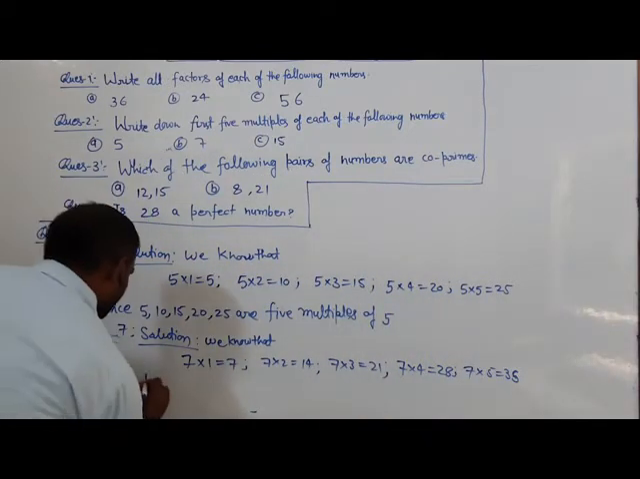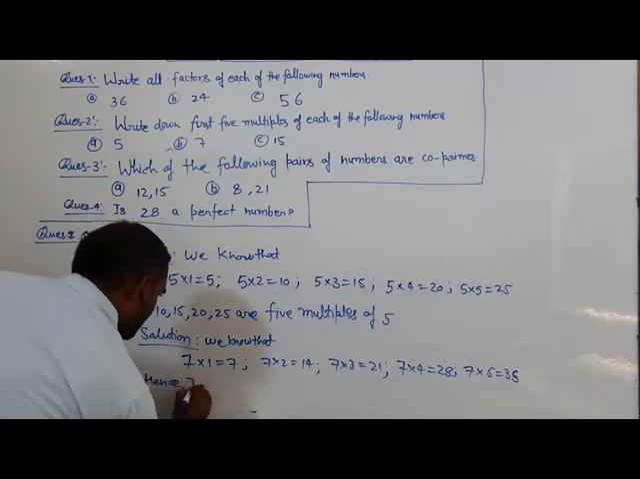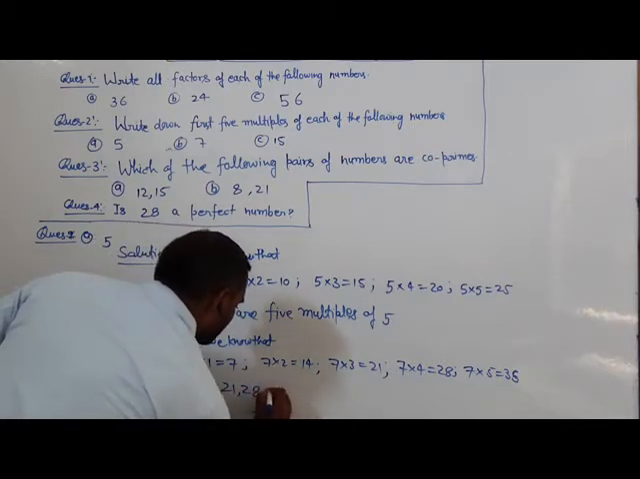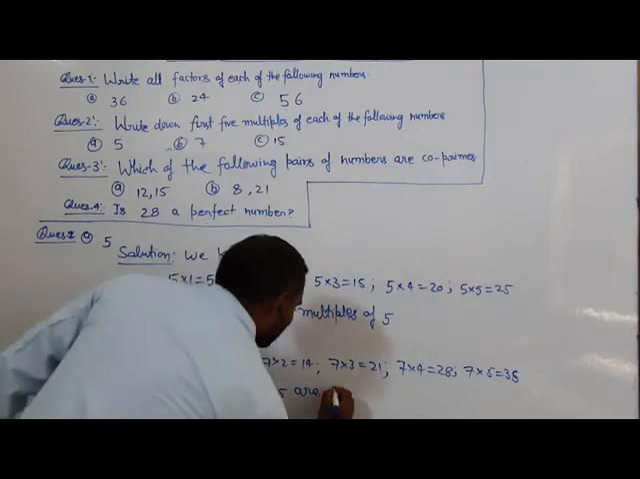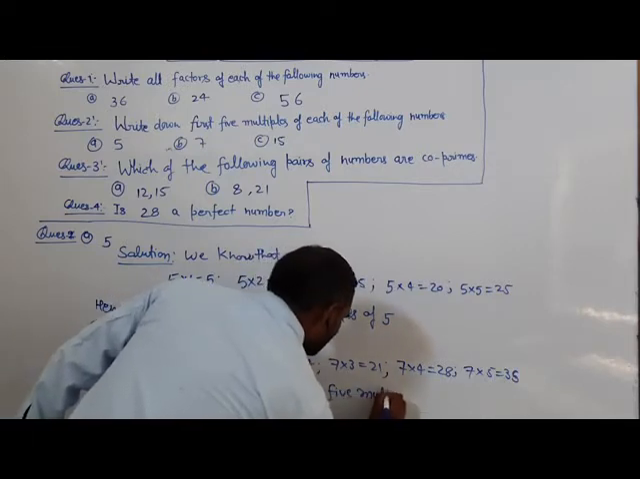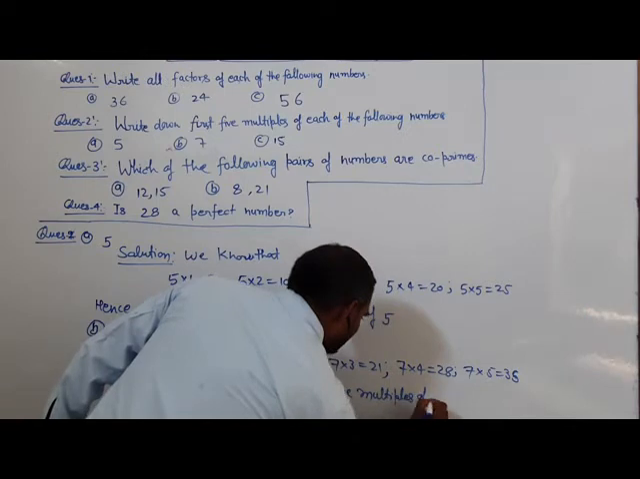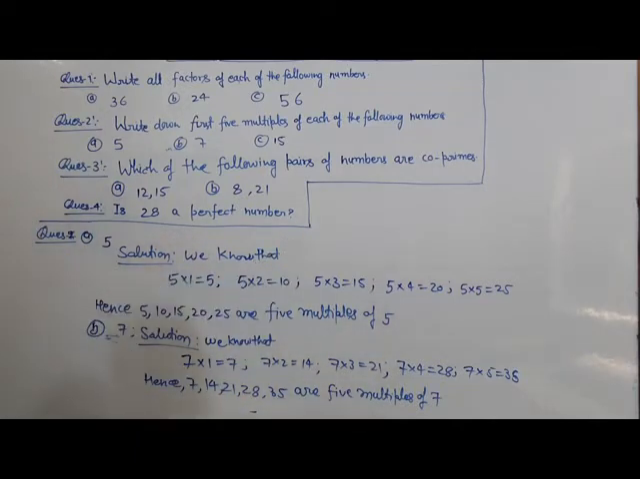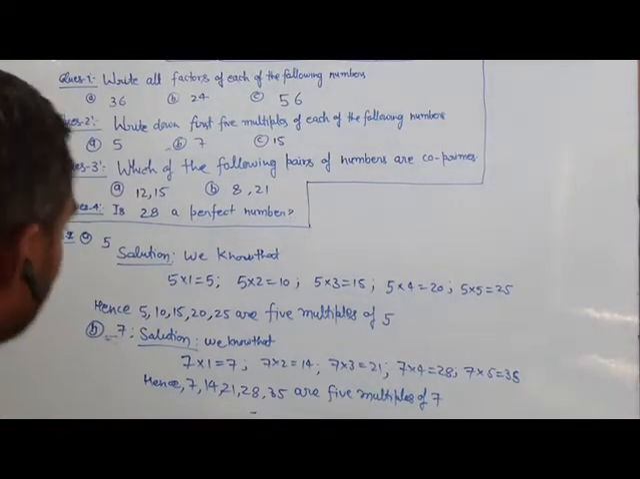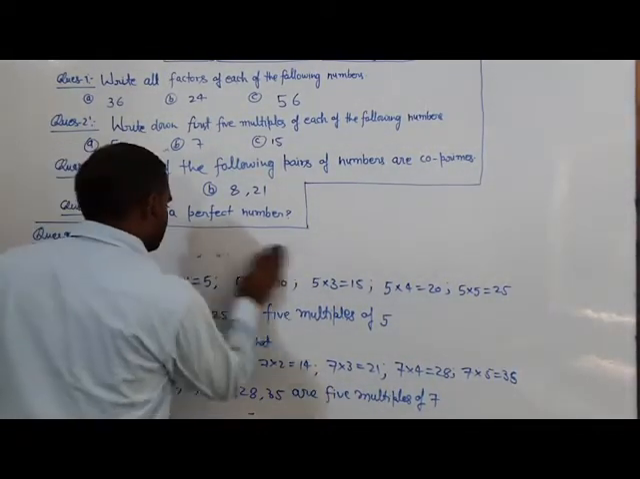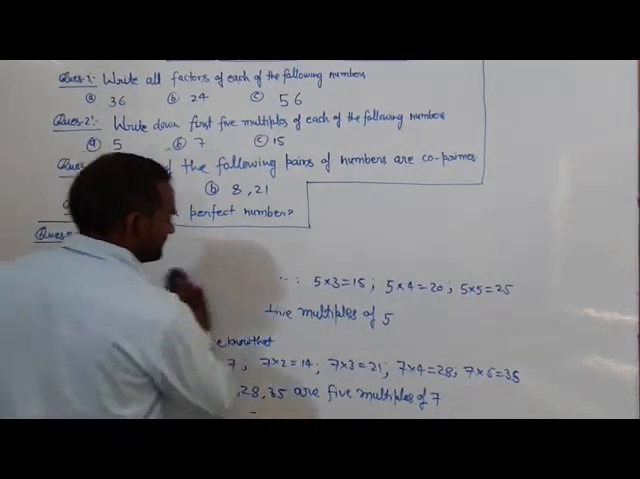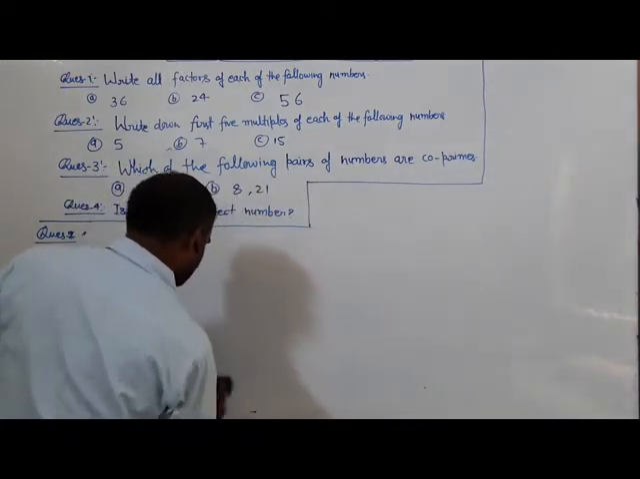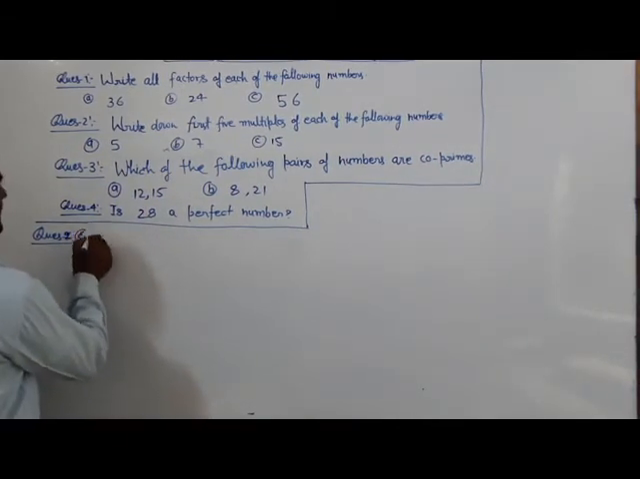So hence 7, 14, 21, 28, 35 are the 5 multiples of 7. Option C. Option C is 15.